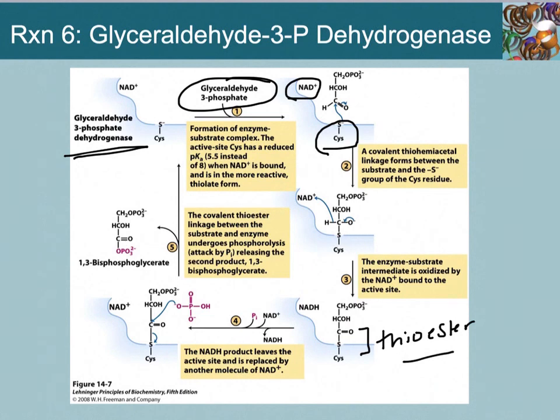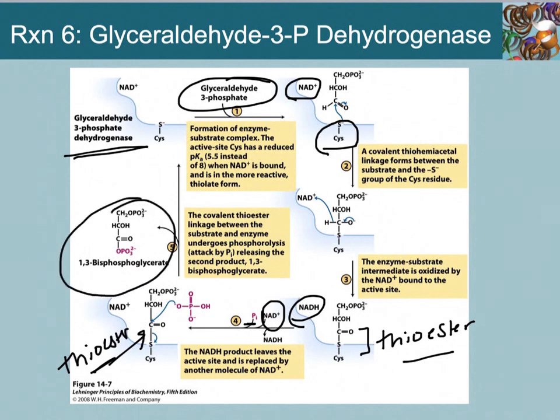What happens is the NADH will leave the enzyme pocket. It is then replaced by a new molecule of NAD+, because NAD+ is what remains bound to this dehydrogenase enzyme. Inorganic phosphate comes in. It will react with the thioester. So instead of reacting with the carboxylic acid, as I showed you on the previous slide, it's reacting with the thioester, which makes this reaction favorable. And now we have 1,3-bisphosphoglycerate.